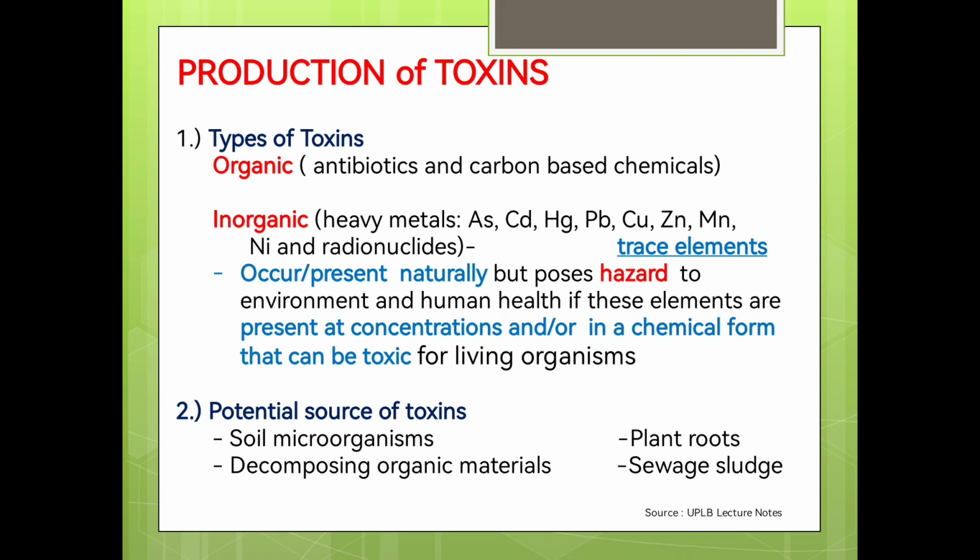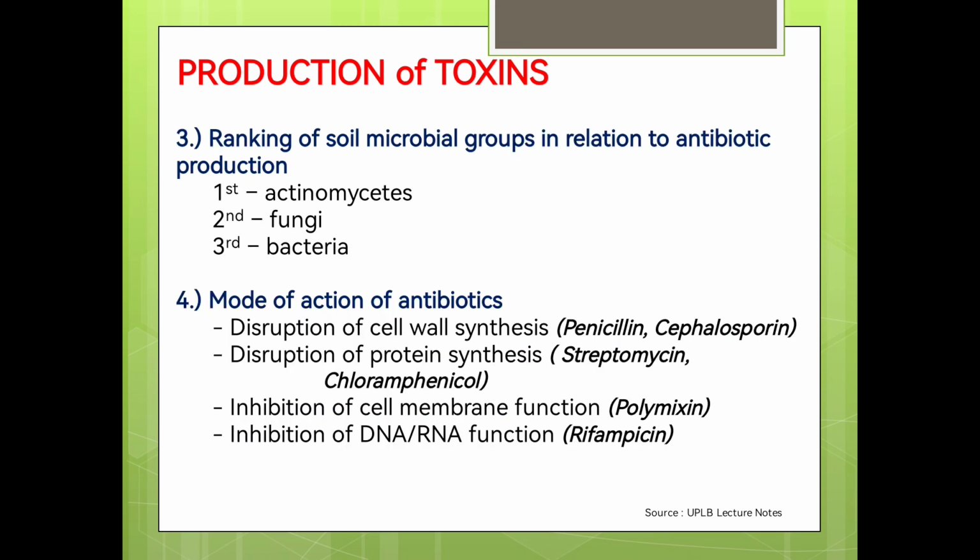These are the potential sources of toxins. So we have the soil microorganisms, the decomposing organic materials, plant roots, and the sewage sludge. So as a summary, this is the ranking of soil microbial groups in relation to antibiotic production. First is actinomycetes, second is fungi, the third is bacteria. This is only for antibiotic production.